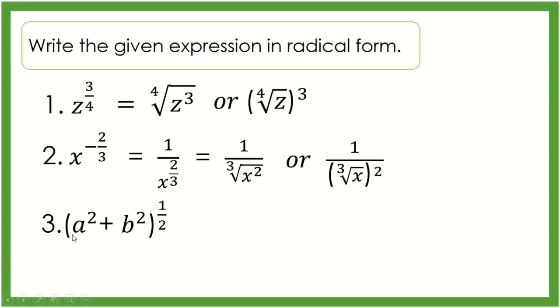Okay, next, we have the quantity of a squared plus b squared raised to 1/2. Okay, so meron tayo ditong parenthesis. Ibig sabihin, ang may exponent ng 1/2 ay itong ating binomial na a squared plus b squared. Okay, so in radical form, this is equal to, so 2 yung ating denominator. So we have square root of, and then this is our base, a squared plus b squared. So since ang numerator ay 1, hindi na natin ilalagay yung 1. This is now our answer.